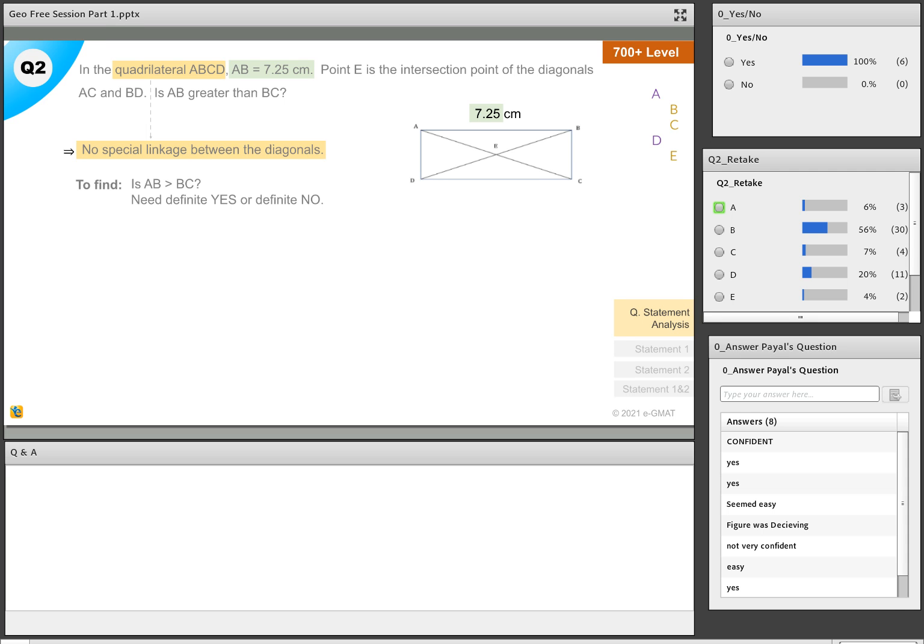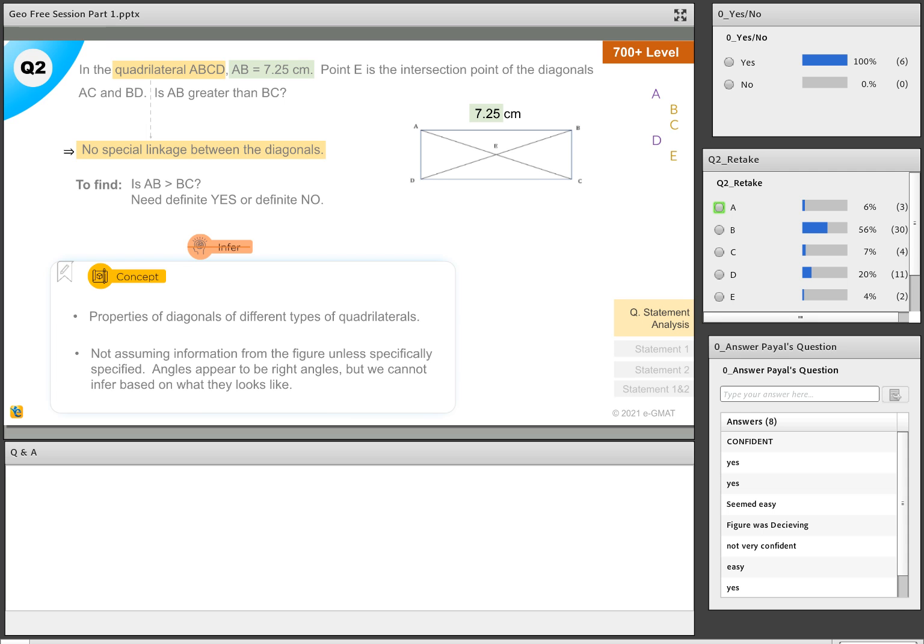Okay, and that's a very, very important thing which you need to keep in mind as you solve data sufficiency questions, or as you solve problem solving questions as well. But this aspect is extensively utilized while creating data sufficiency questions. Do not assume information from the figure unless it is explicitly stated.